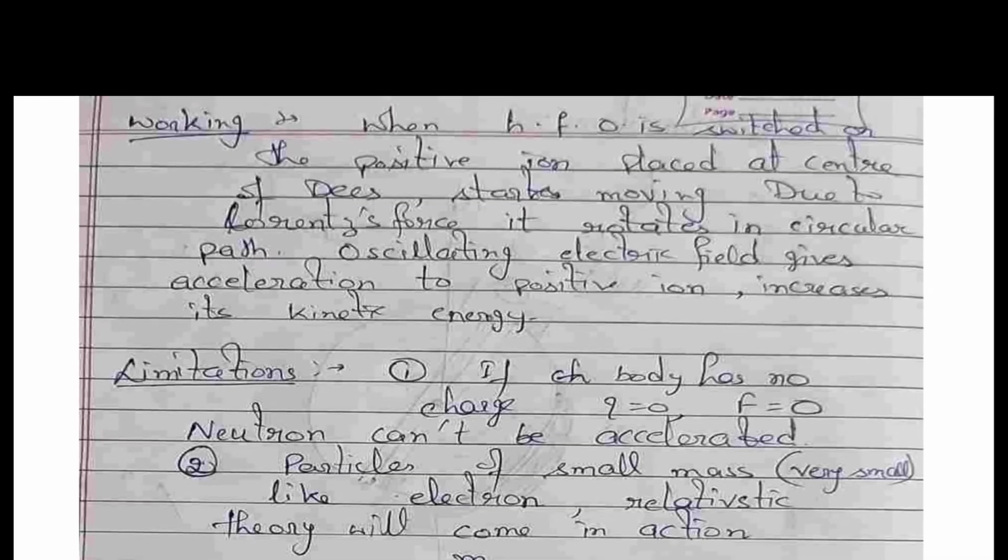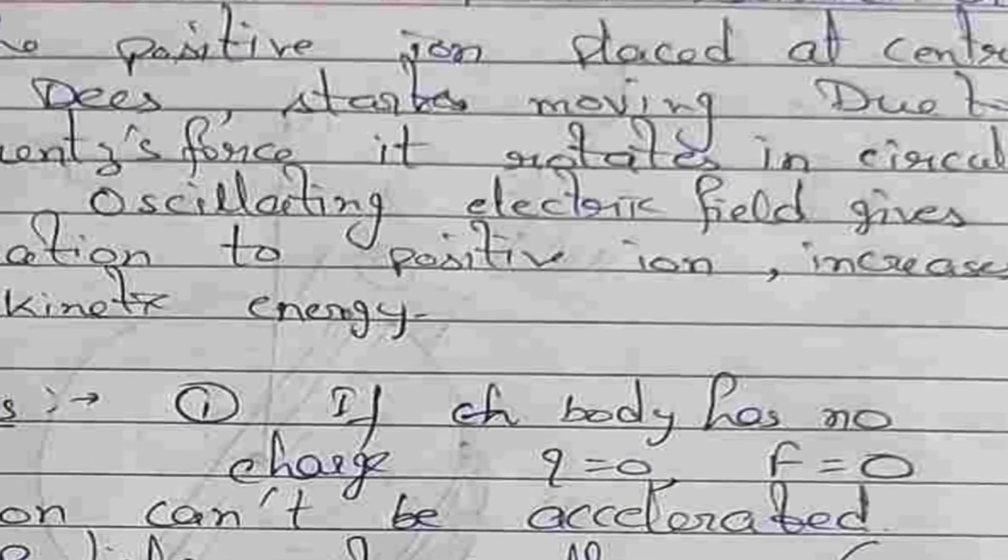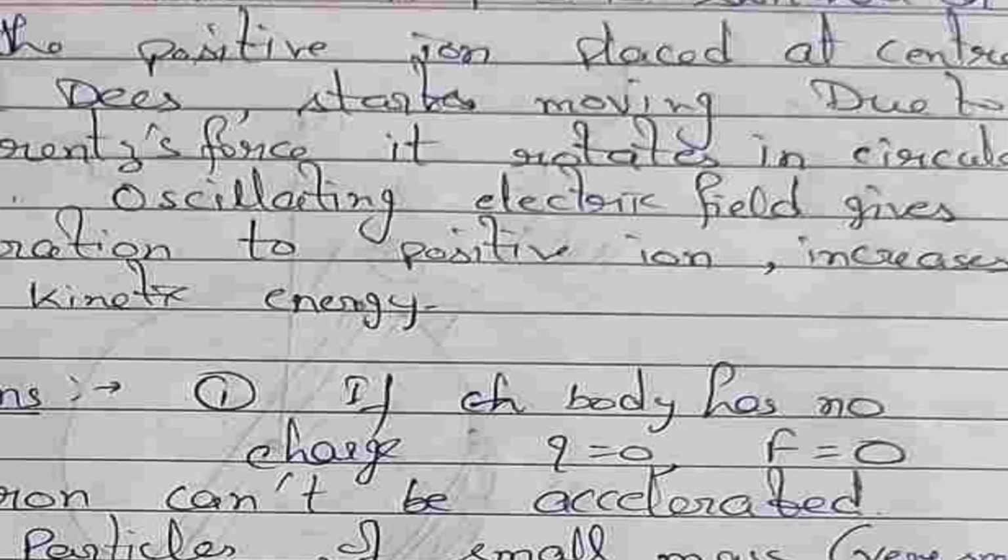Working. When the high frequency oscillator is switched on, the positive ion placed at the center of the Ds starts moving. Suppose it's a positive cycle, D1 will get positive and D2 will get negative. So the positive ion will be repelled towards D2 because D1 is positive. When it is repelled, definitely it is in a magnetic field. It will start rotating because of the Lorentz force. And when it enters D2, it rotates there. And when it comes out from D2, the cycle changes.